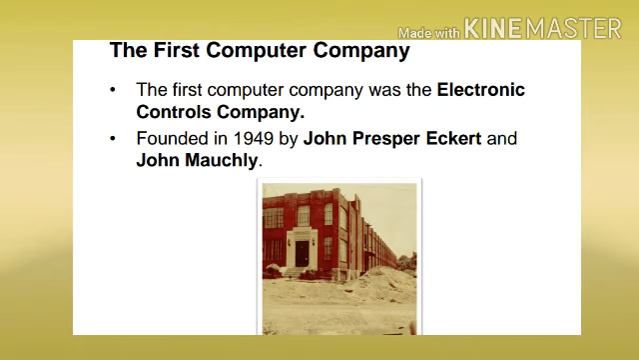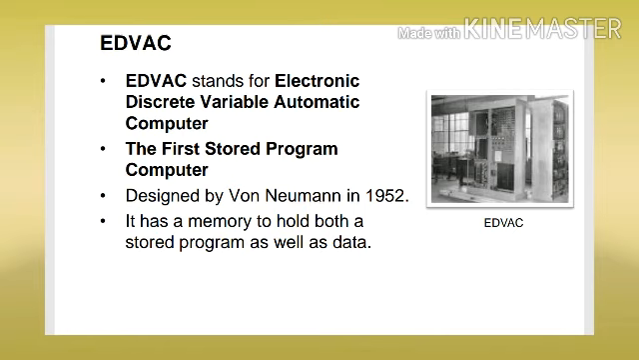The diagram shows the first computer company. The first computer company was the Electronic Control Company, founded in 1949 by John Presper Eckert and John Mauchly. EDVAC stands for Electronic Discrete Variable Automatic Computer, the first stored program computer, designed by von Neumann in 1952. It has a memory to hold both a stored program as well as data.